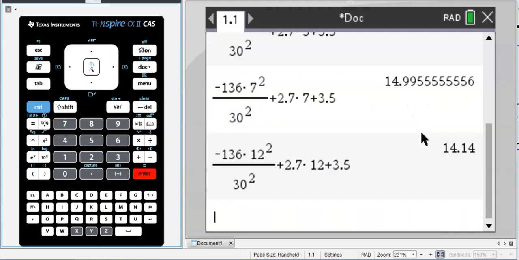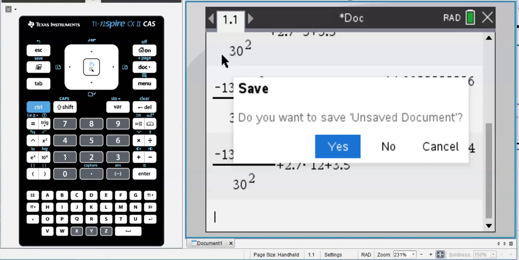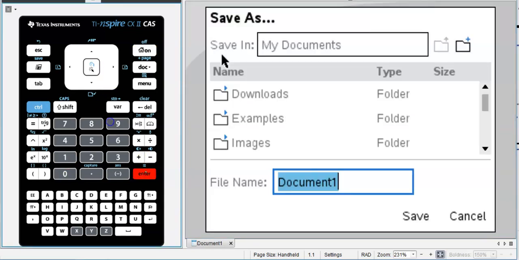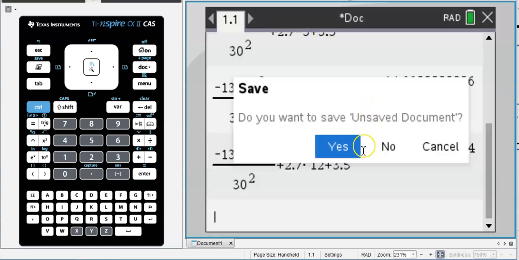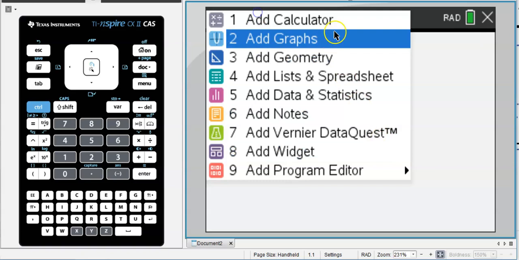So on the calculator, I'm just going to create a new page, just like we usually do, pressing the on button, choosing option 1 for a new document, and we'll say no, we don't want to save that last document. Whoops. Said no, we don't want to save. There we go. So I'm going to create a graphs page right off the bat.